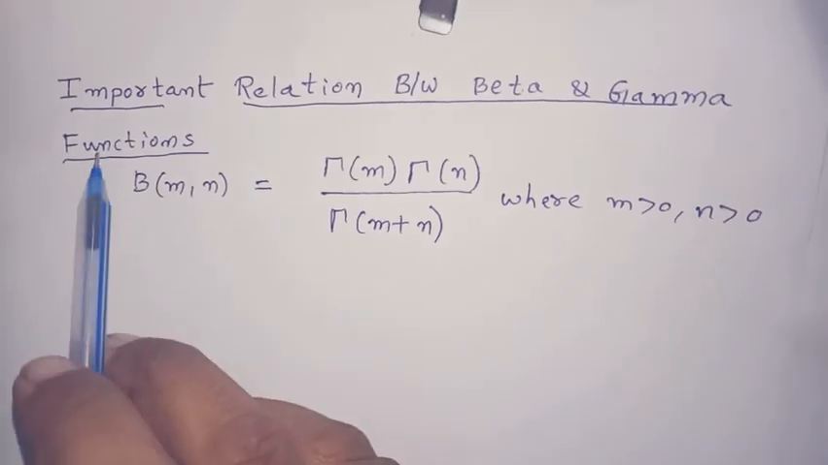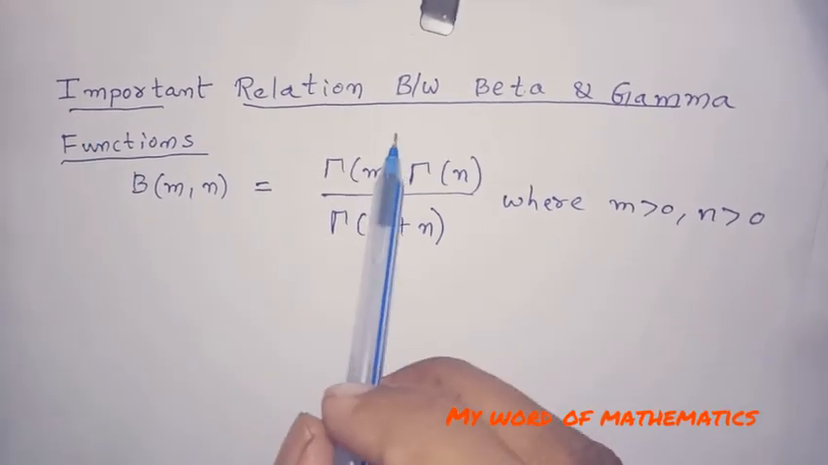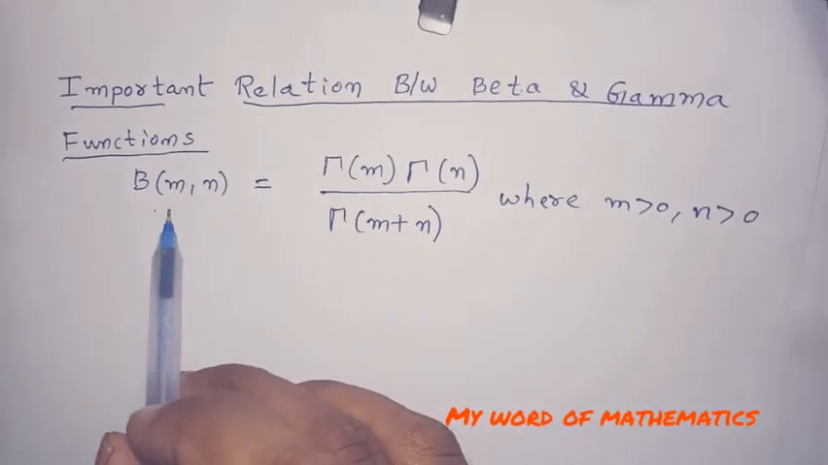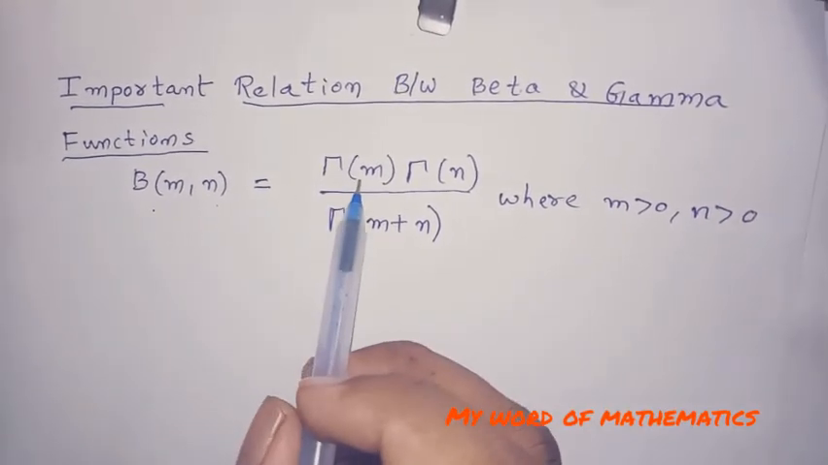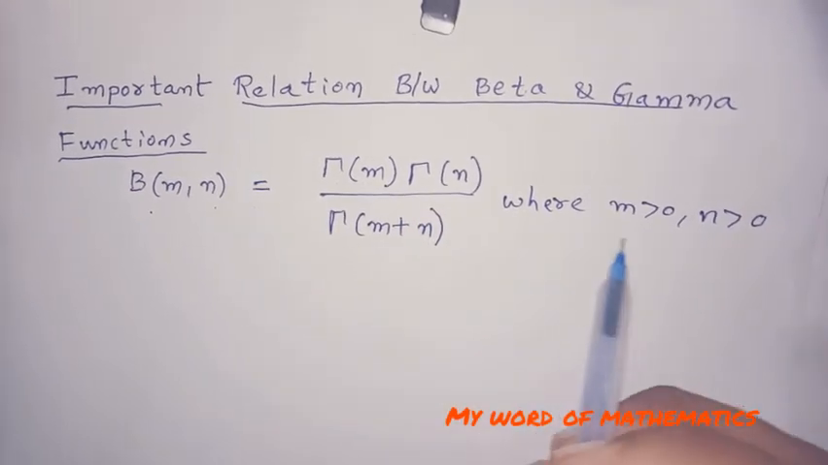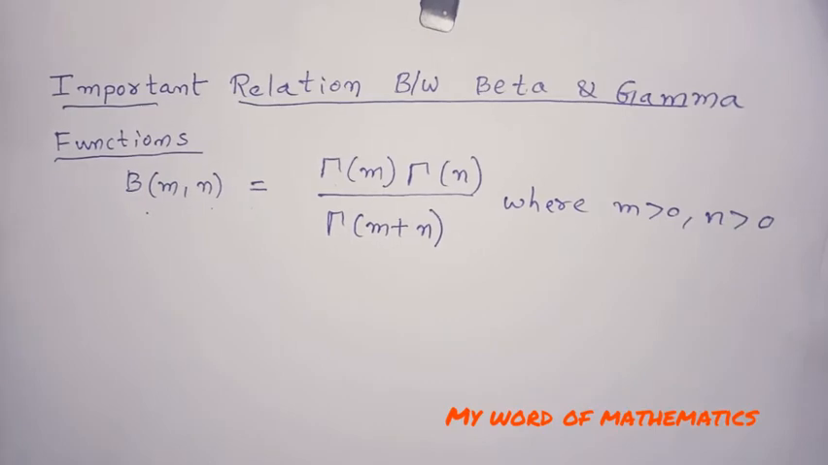Okay, today let us discuss the relation between beta and gamma functions. That is, B(m, n) is equal to Γ(m)Γ(n) / Γ(m+n), where m is greater than 0, n is greater than 0.